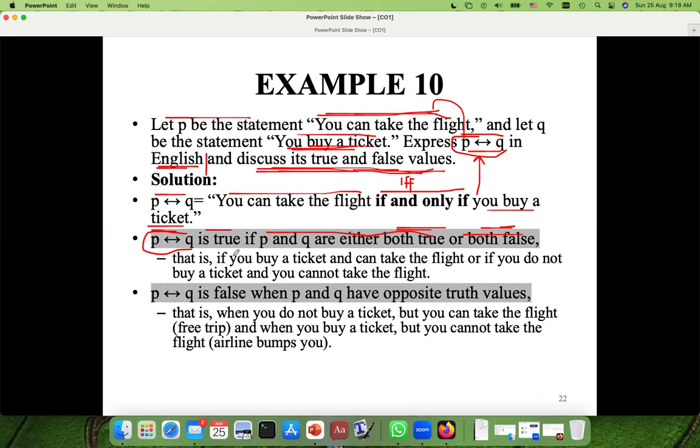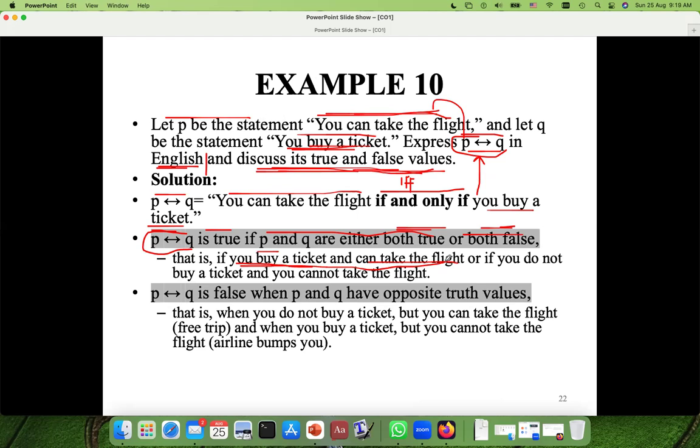So now, if both are true: if I buy a ticket, I can take the flight. Now here in this sentence, I am assuming that I buy a ticket is true. I have bought a ticket, then I can take the flight. So both are true, and we are writing this status in the form of a sentence: I have bought a ticket, I can take the flight.